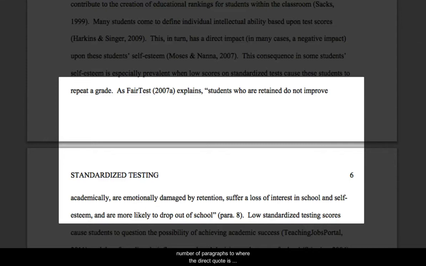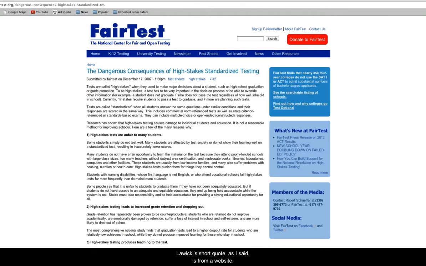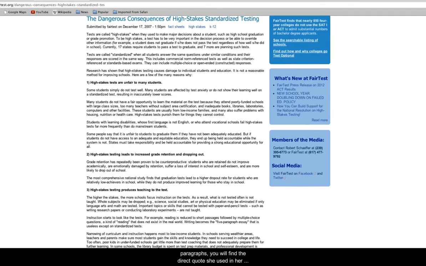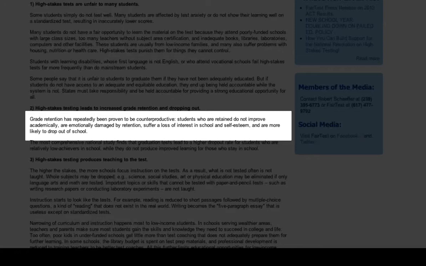This particular example is from a website, which means you will have to count the number of paragraphs to where the direct quote is located. If you were to direct quote from an article or a book, you would use the page number for those sources. Lewicki's short quote, as I said, is from a website. Since there was no author, she chose to name and frame the author as Fair Test. Now I will refer you to the website page, and when you count down 8 full paragraphs, you will find the direct quote she used in her paper about issues with student retention.